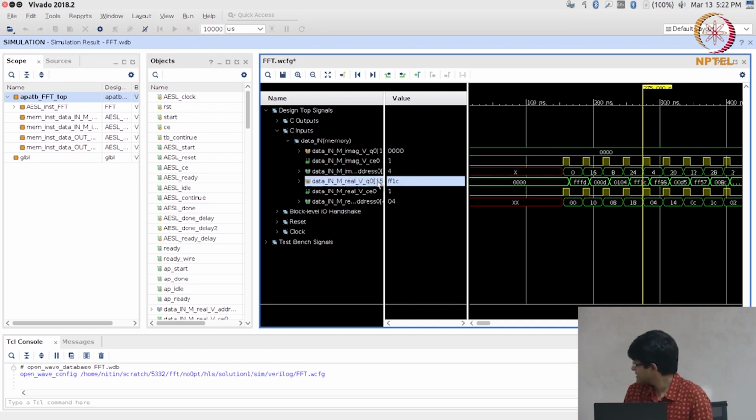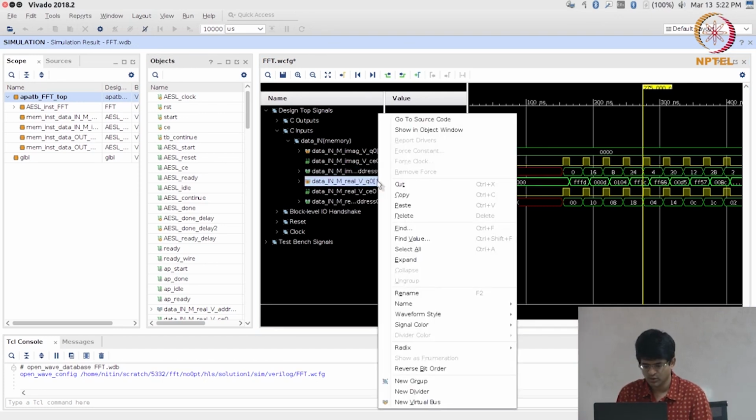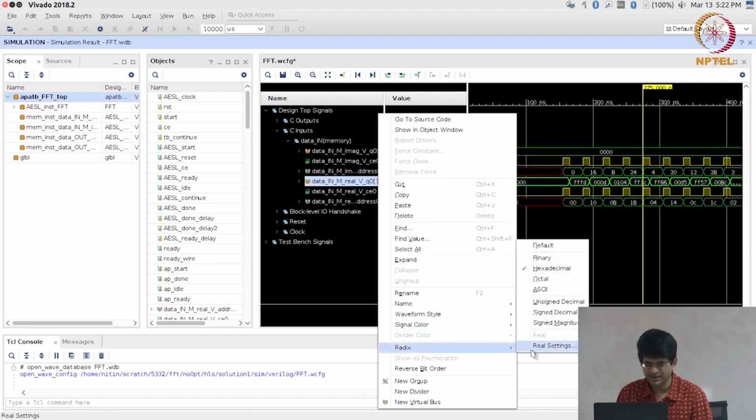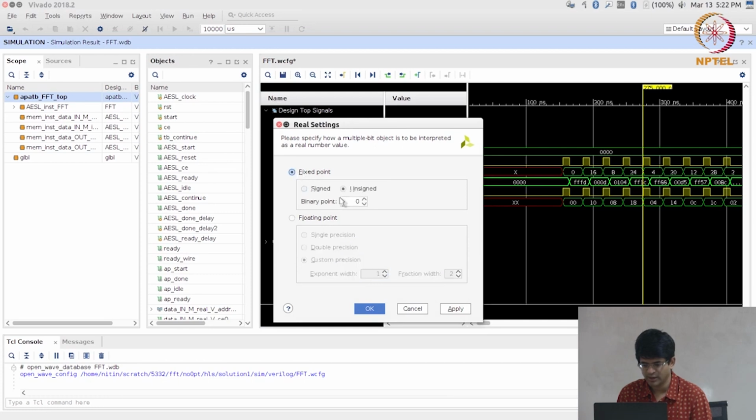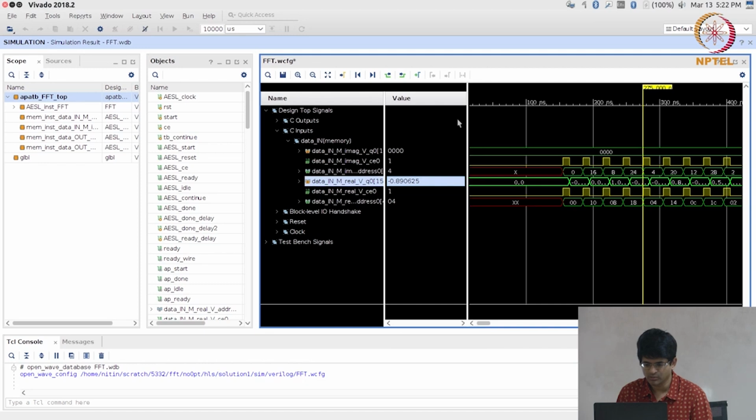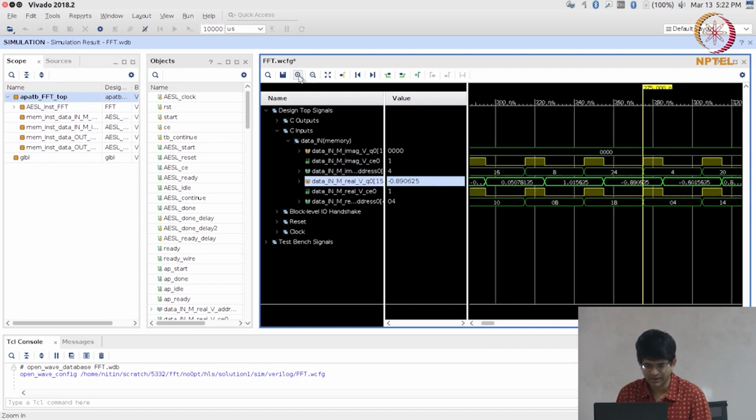What you can do with this other signal, the imaginary signal for example, is right click on it. There is an option over here that allows you to change the radix. You can set it to real and say it is fixed point signed with the binary point at 8. If you look more closely at the data, it starts telling you that these values are actually, for example, 0.05, 1.015, minus 0.89, minus 0.60. You correlate that with the input text file that we gave, and they match exactly with those values.